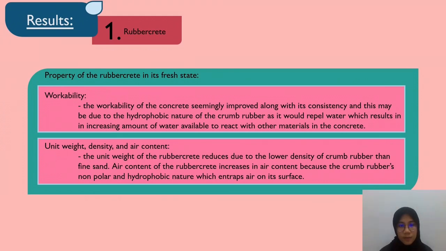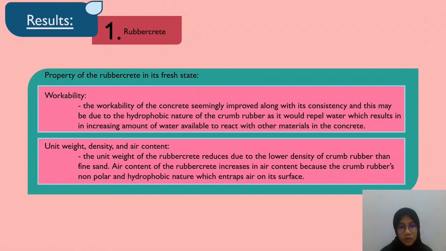So there are two properties of the rubbercrete in its fresh state. The first one is workability, and the second one is the unit weight, density and air content. So we know that rubbercrete is related to concrete, and the workability of the concrete seemingly improves along with its consistency. This happens maybe due to the hydrophobic nature of the crumb rubber, as it will repel water, which results in an increasing amount of water available to react with other materials in the concrete.